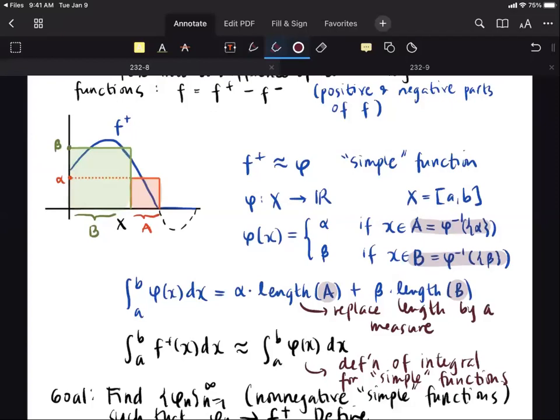I would like to emphasize here that the main difference, as we have discussed in the introduction of the Lebesgue integral and the Riemann integral, is that here we partition, or at least approximate, the range of your function, not the domain. So here, two representative values of the range are denoted by alpha and beta.